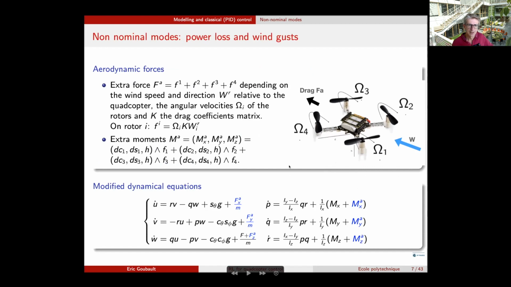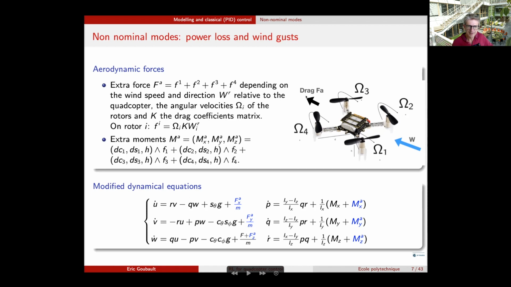And so these wind gusts W will create forces on each of the blades here. And this force is going to be bilinear in the angular rate of each motor, omega 1 to omega 4, and in W, the wind velocity of these wind gusts. So you see the formula here. The K encodes this bilinear form. It's a drag coefficient matrix.